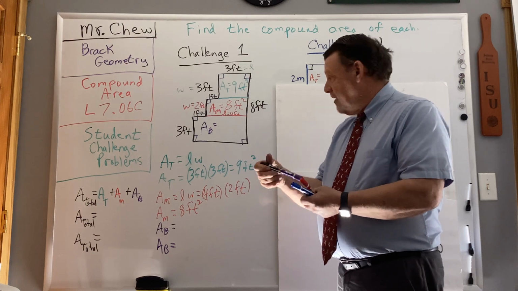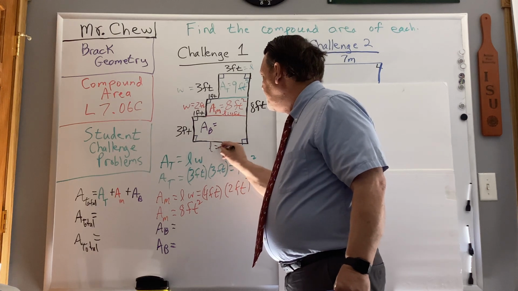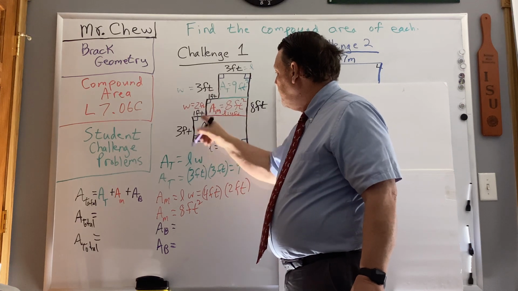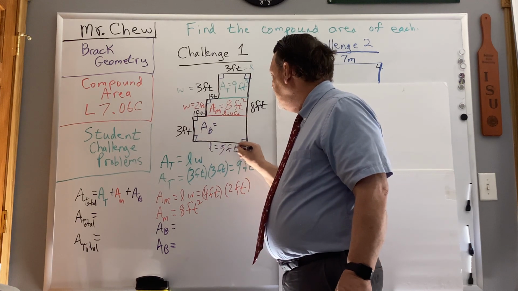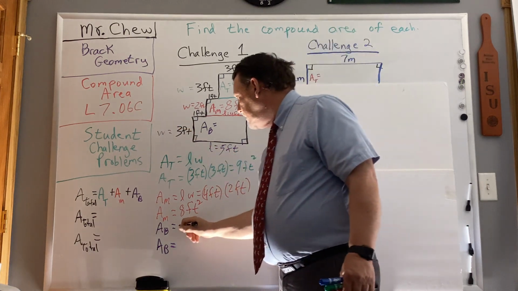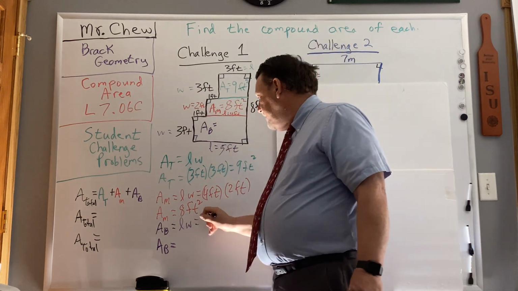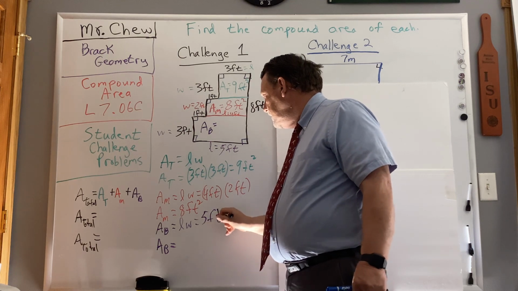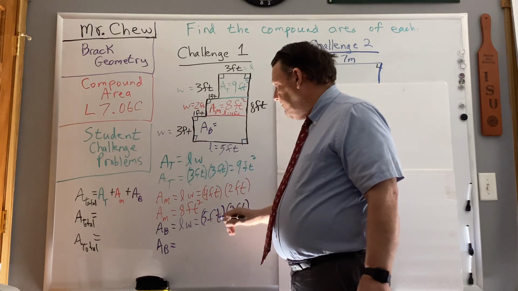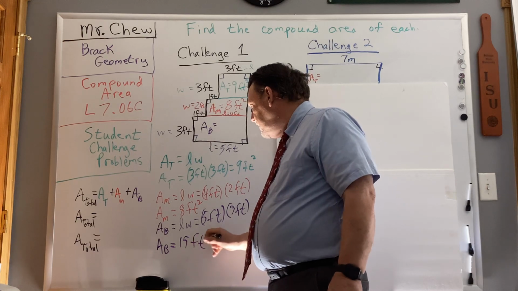So the bottom rectangle now, this length on the bottom is going to be the 3 plus 1, which is 4, plus 1, which is 5. And the width is 3 feet. So I have length times width for my area formula. And I'm taking 5 feet times 3 feet. 5 times 3 is 15. Feet times feet is feet squared.